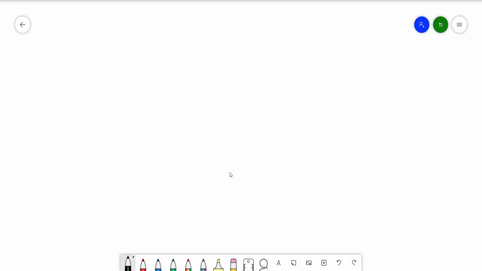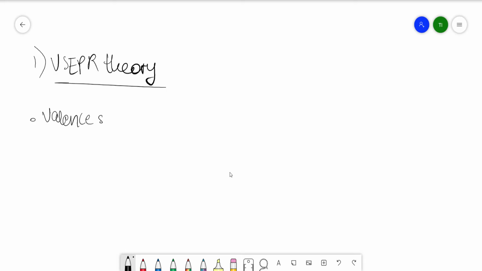Anyway, so let's talk firstly about the VSEPR theory. This is what the molecule shapes and bonds are based off of. The full form is valence shell electron pair repulsion. VSEPR theory. This is what the full form is.